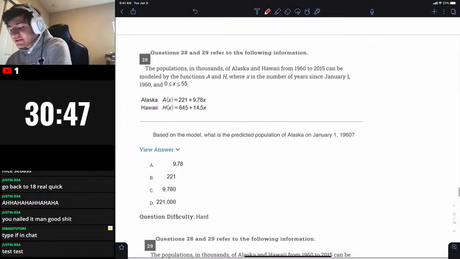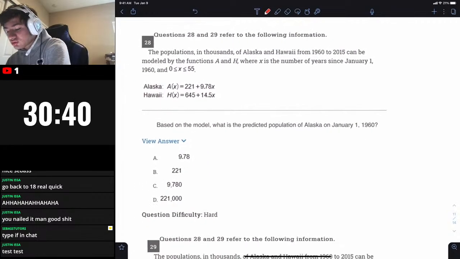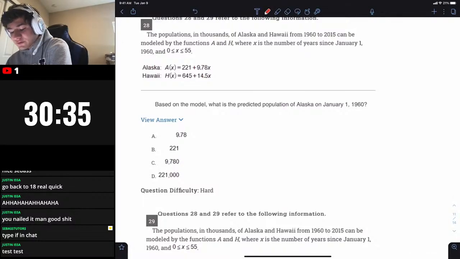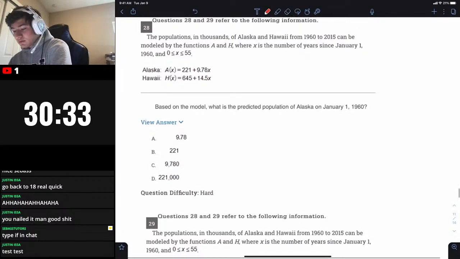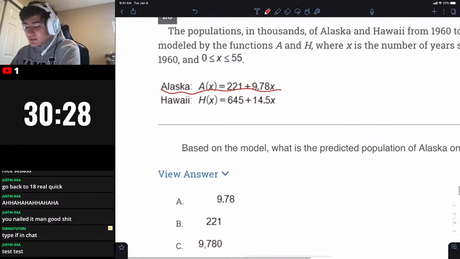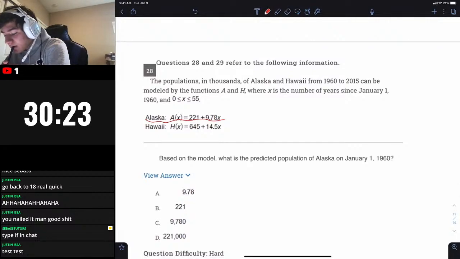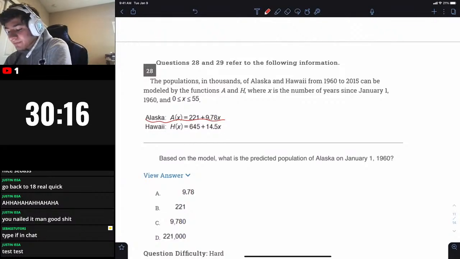All right. The populations in thousands of Alaska and Hawaii from 1968 to 2015 can be modeled by the functions A and H. Based on the model, what is the predicted population of Alaska on January 1st, 1960? Alaska, January 1st, 1960. Number of years. Oh, okay. So the answer is just going to be 221.